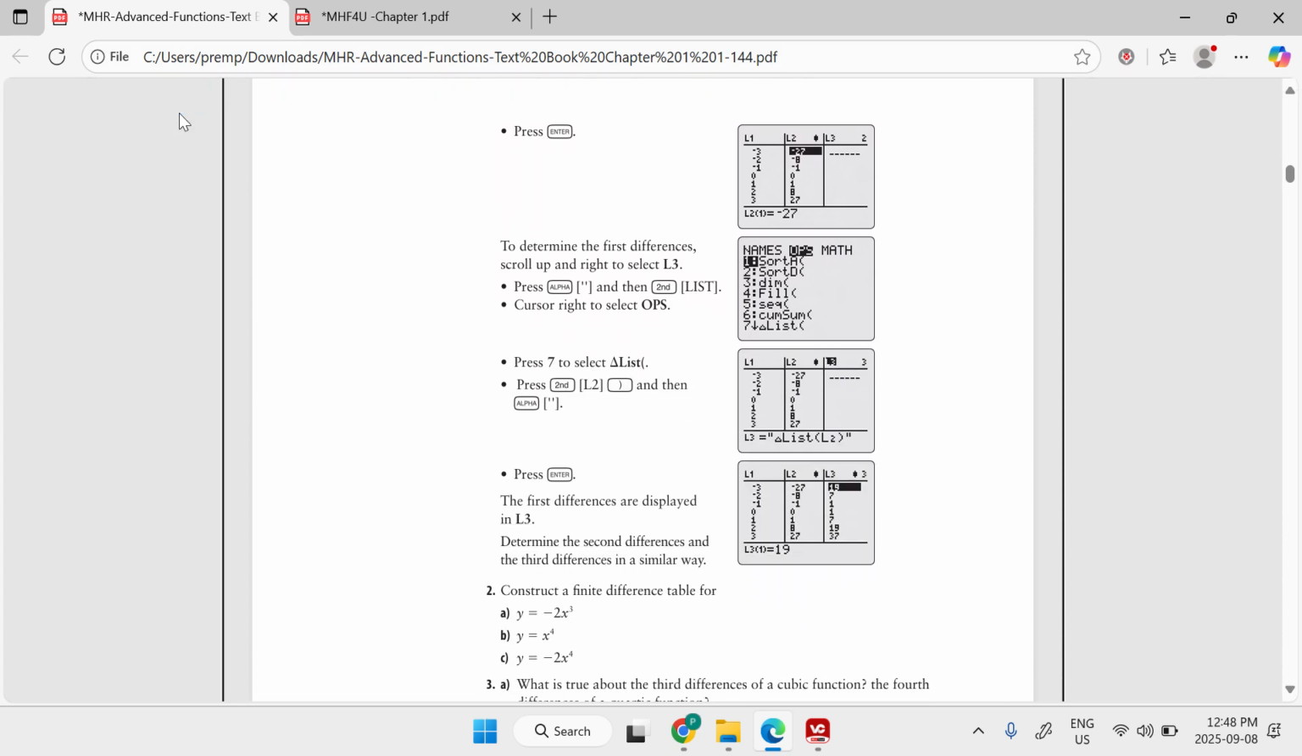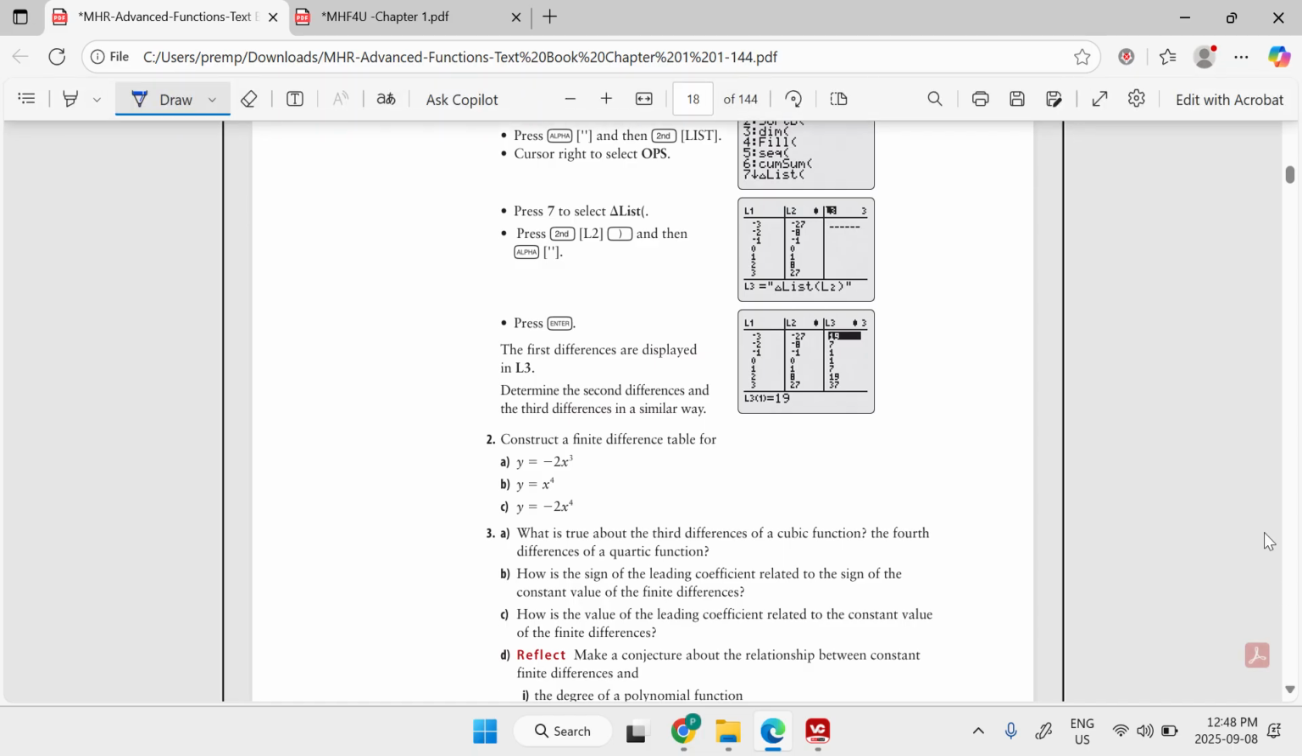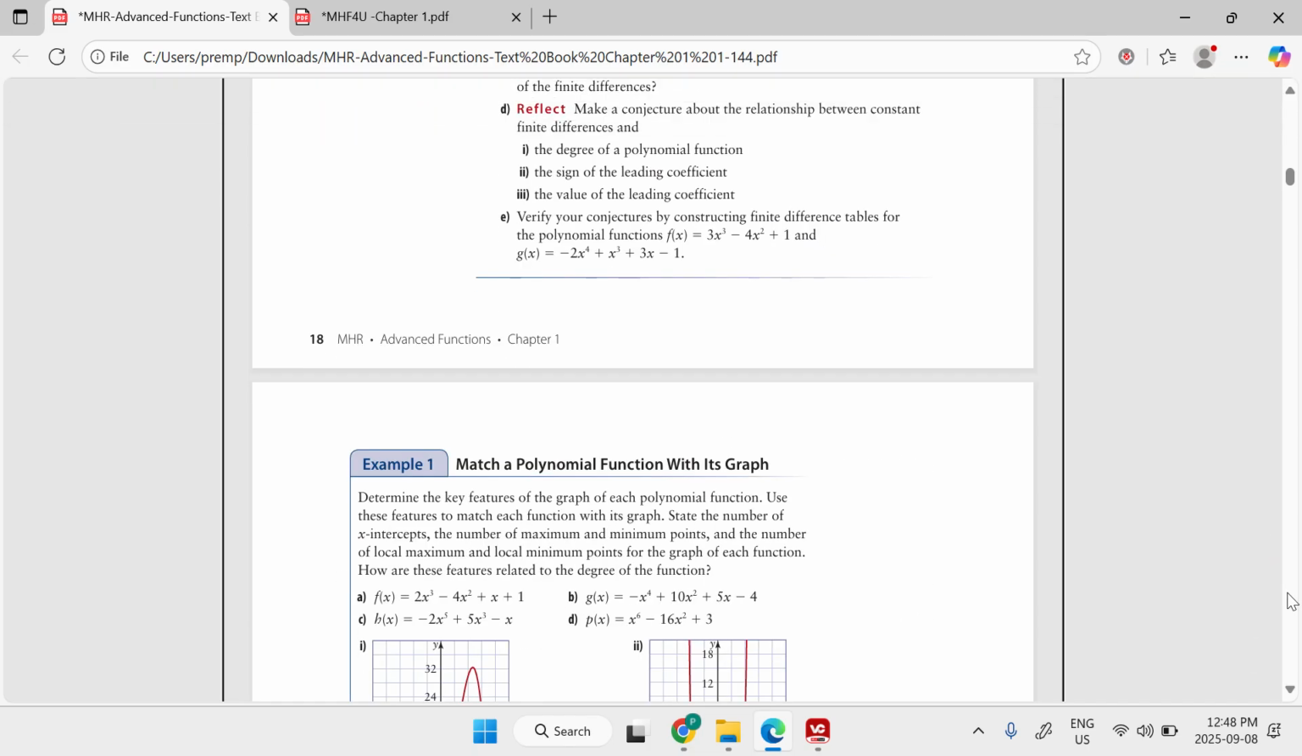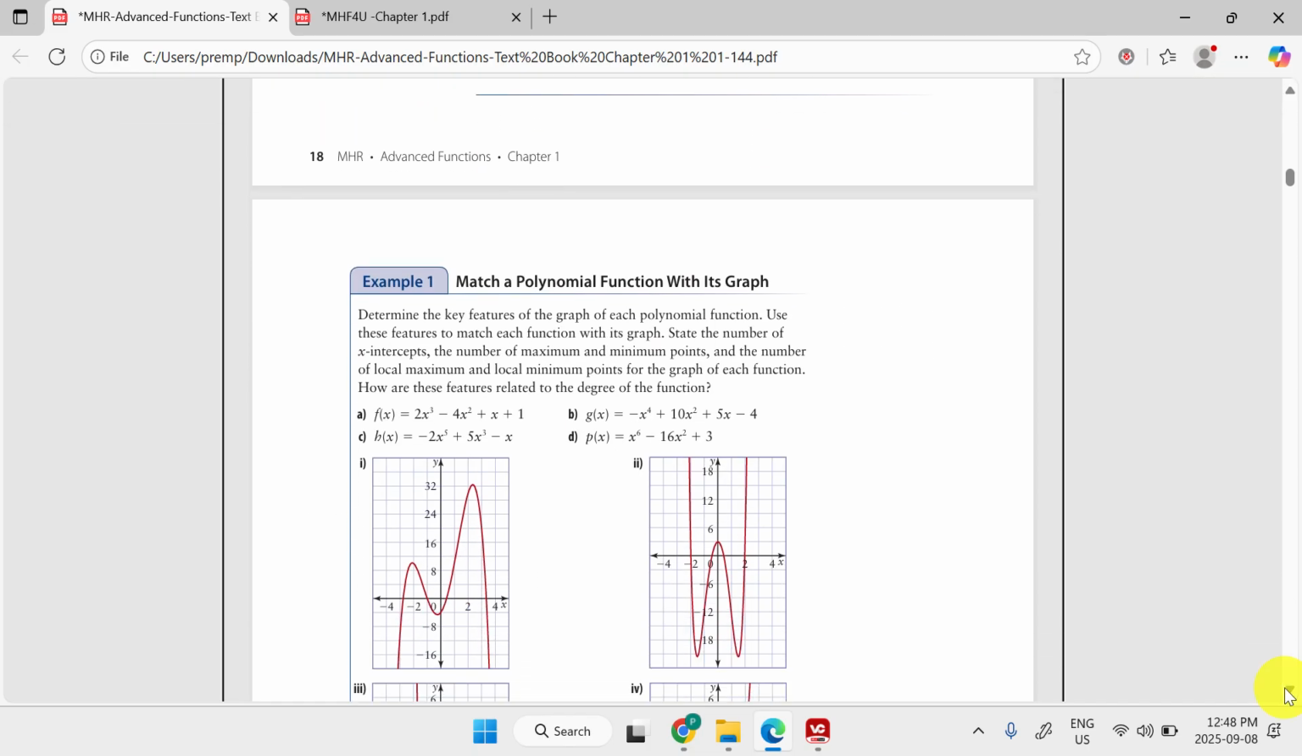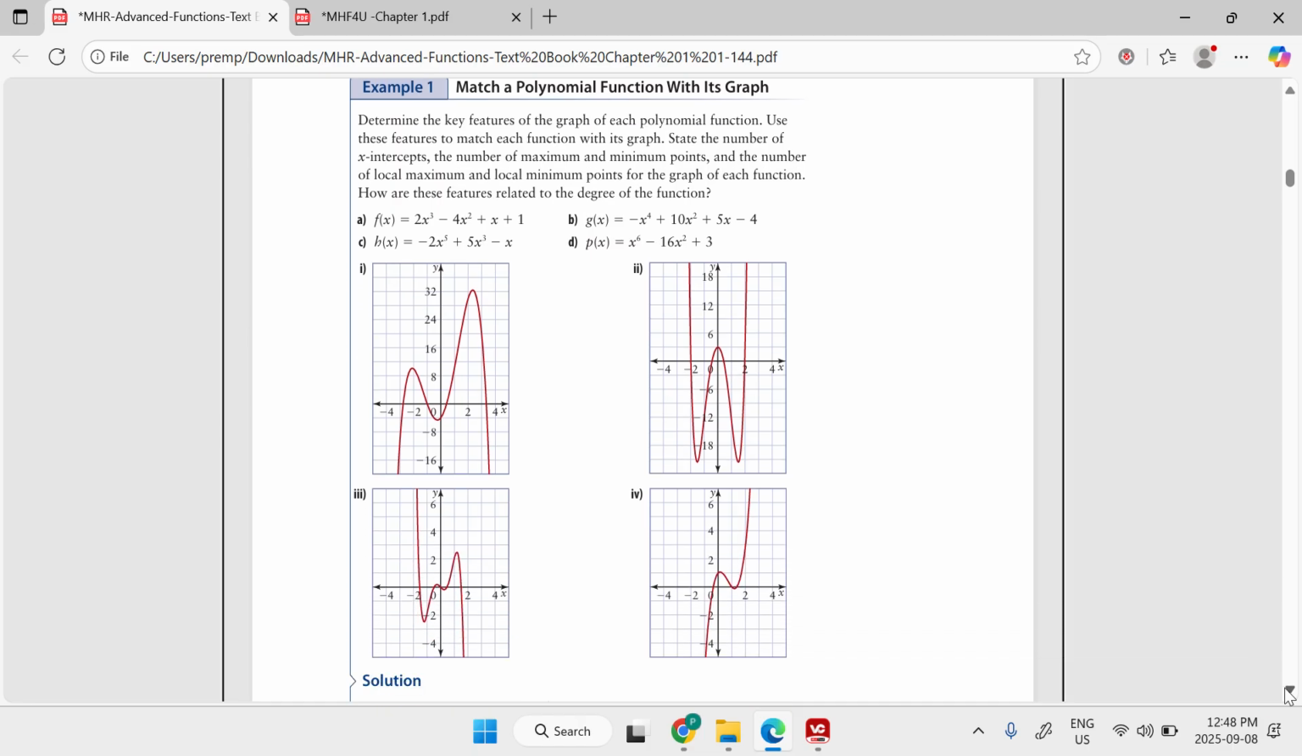You can review this, and then they're asking you to match some polynomials, and they have given you degrees. So let's try to match number 2. If you look into this number 2, you can see 1, 2, 3, 4. So there are 4 x-intercepts.